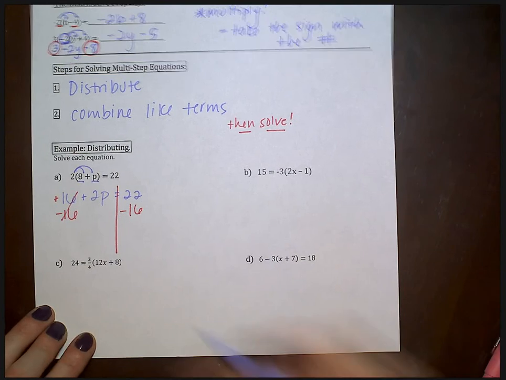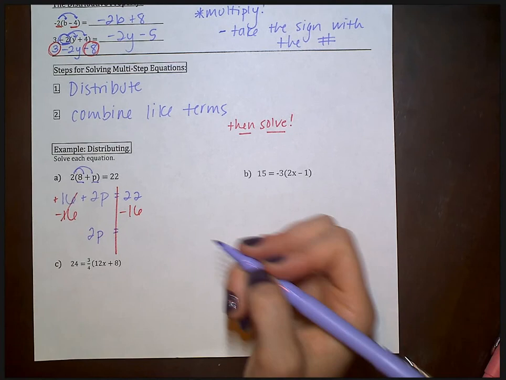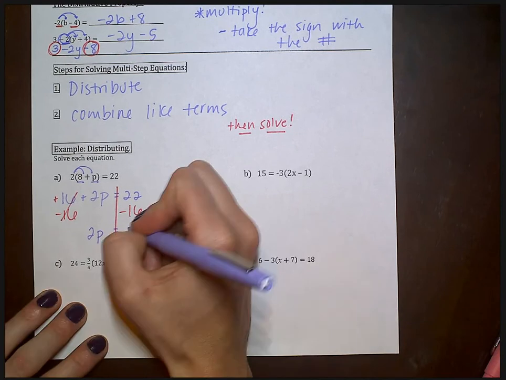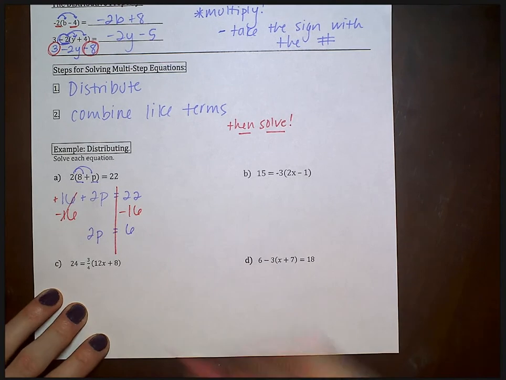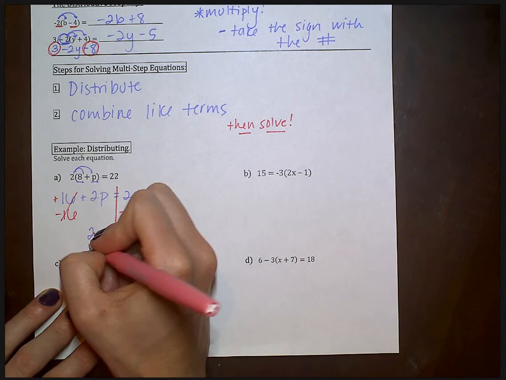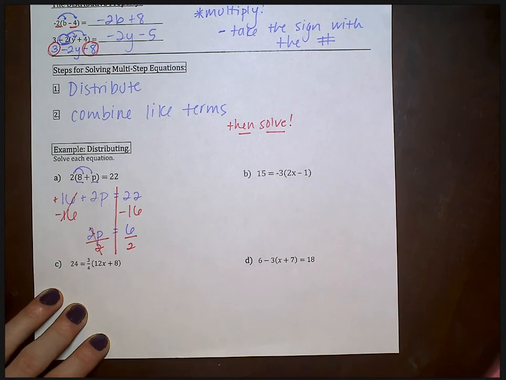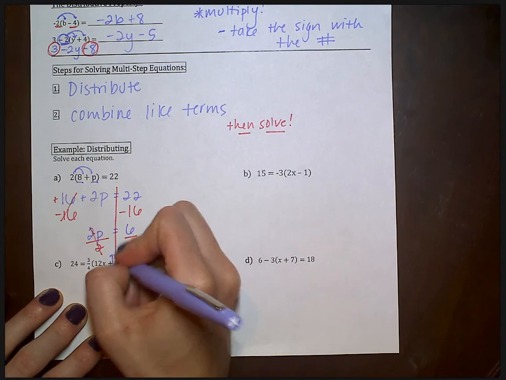Okay, so bring down the 2p. Then I've got 22 minus 16, which is 6. I know that this means I'm just multiplying by 2, so to get rid of that 2, I need to do the opposite and divide. Do that on both sides. And I end up getting p equals 3.